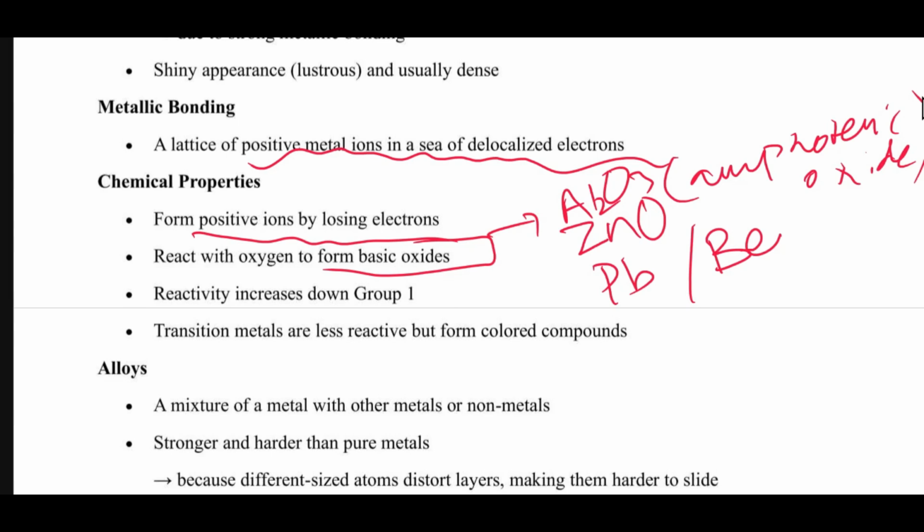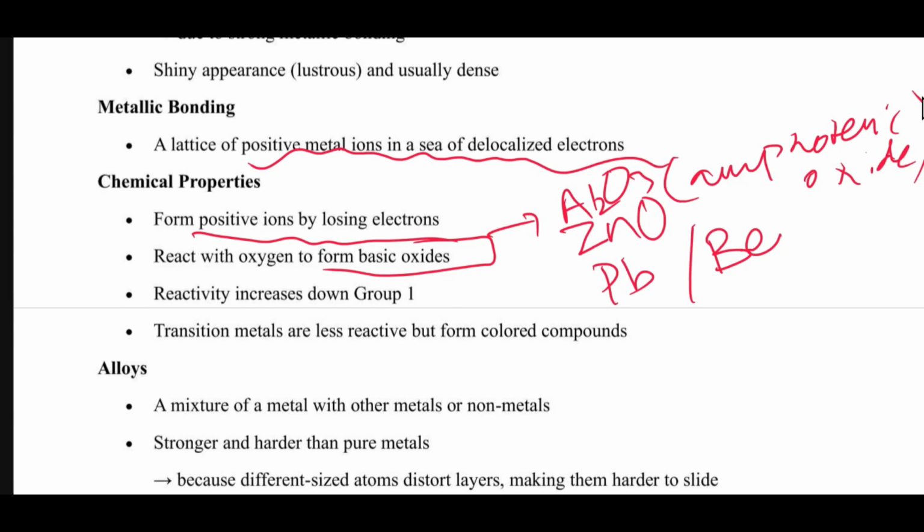But all other metals will usually make the basic oxide. Now let's see about the reactivity. We already have discussed that the group 1 metals are the most reactive ones, and the reactivity of group 1 increases down the group. So it means that lithium is less reactive than sodium, and sodium is less reactive than potassium. Okay. So this is how the reactivity increases from top to bottom. So the bottom metal in group 1 will be the most reactive one.